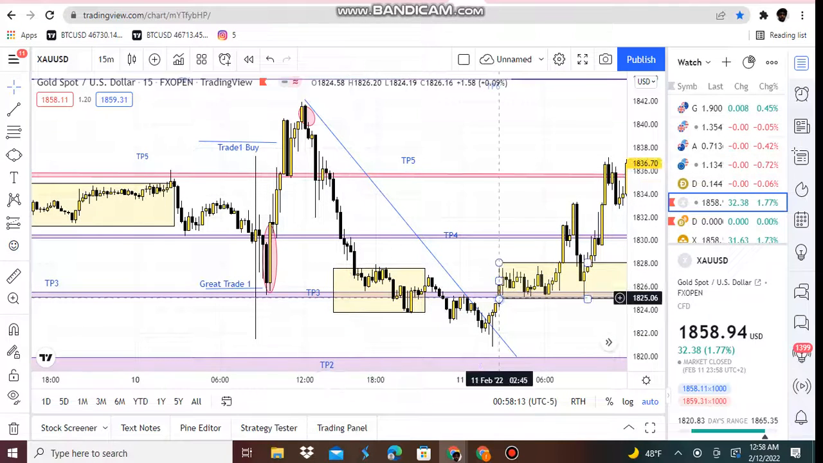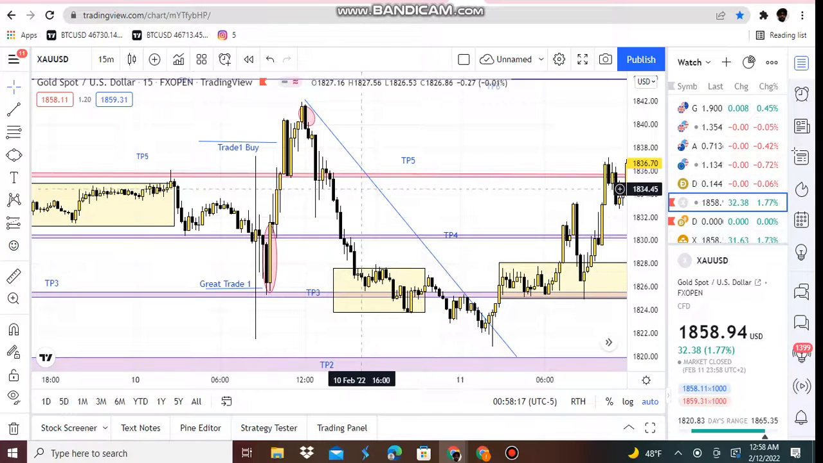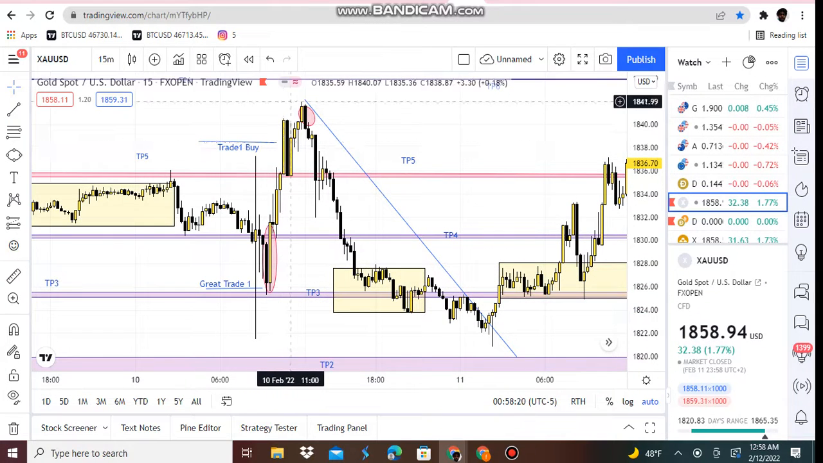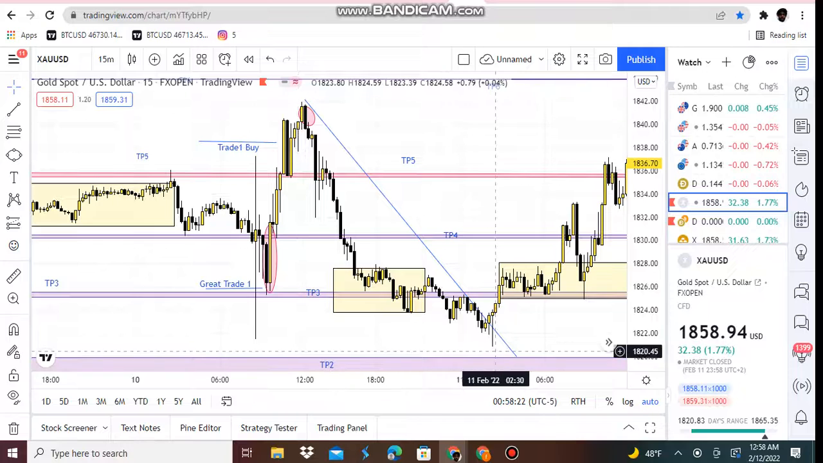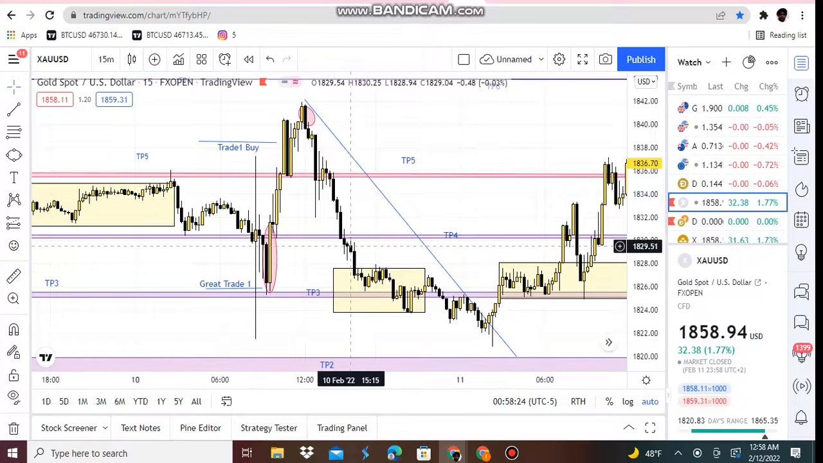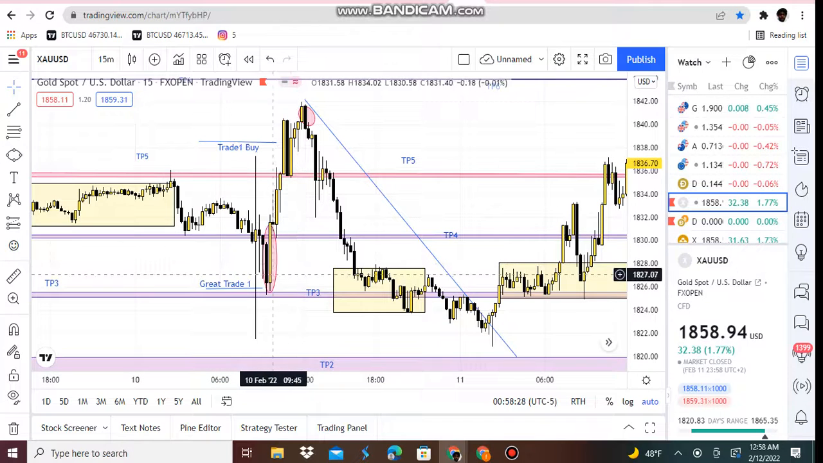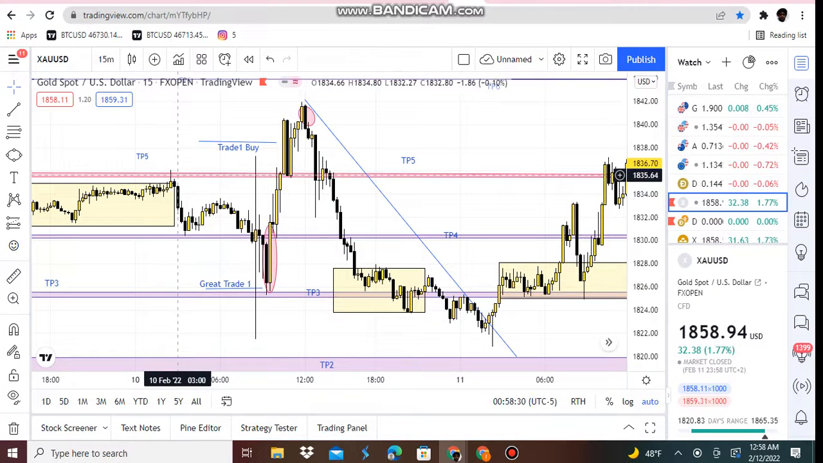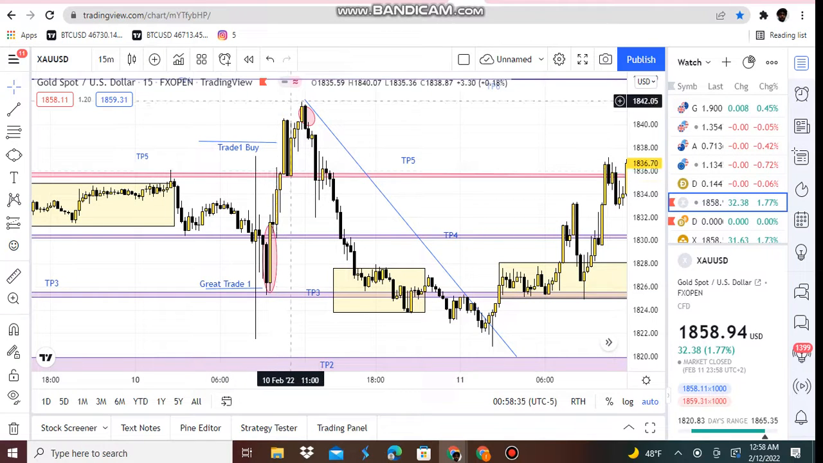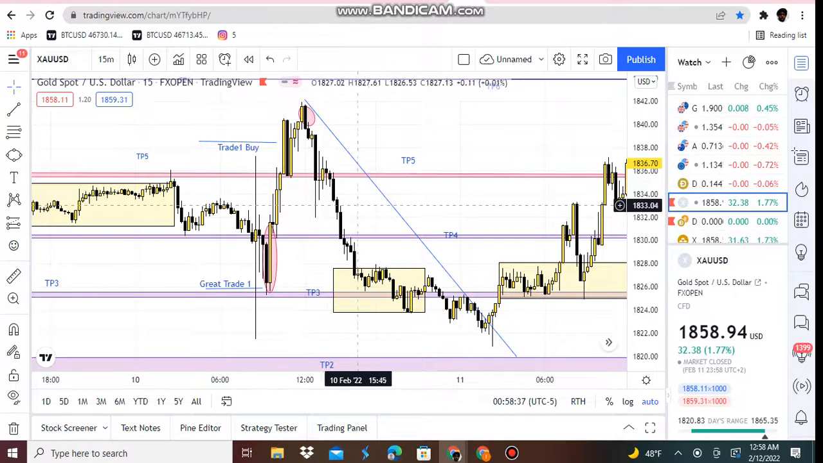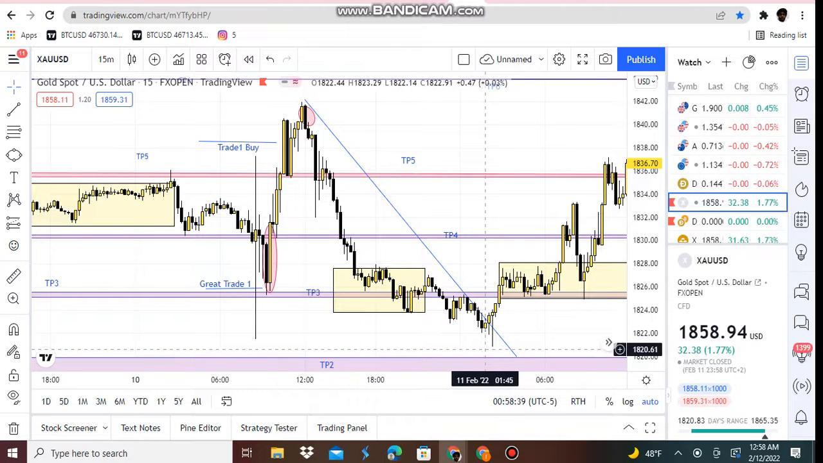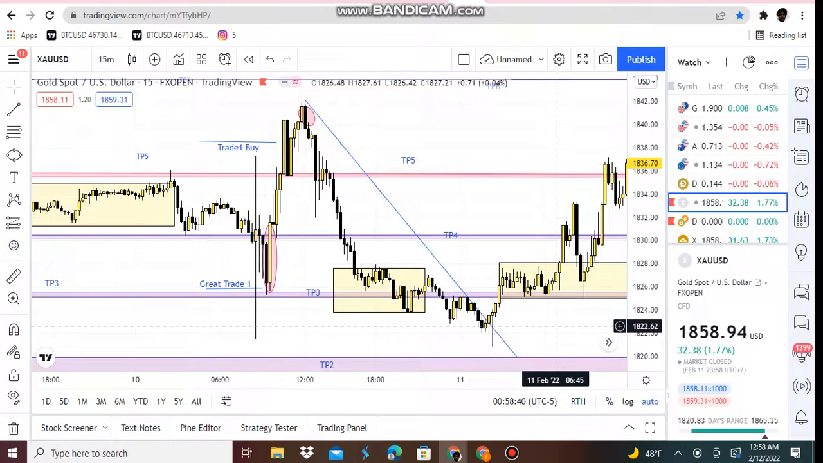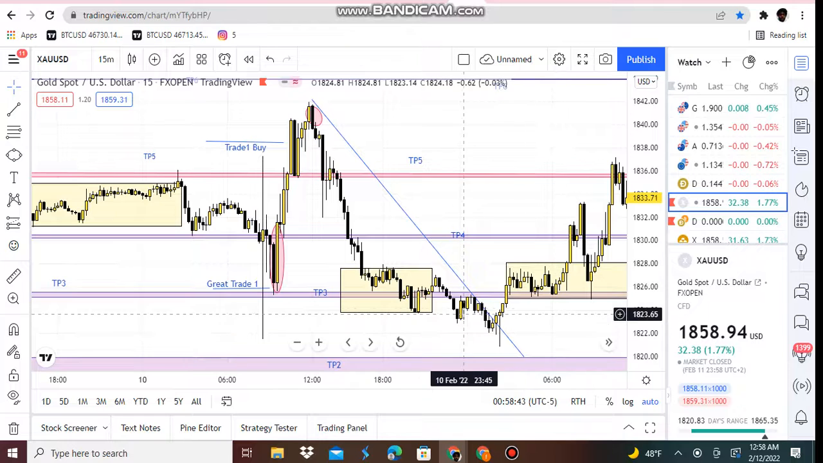When you're looking for entries, the best thing I would tell you is that price is going to make structure, higher highs and higher lows. Once price makes a higher high, a higher low, as you see, price made a higher low right here, and then what? Made a higher high. Made a higher low from here, 1835, all the way down to 1824 before making a higher high. Then 1842 before making a higher low. Next thing it'll make is a higher high. So understanding structure is important.